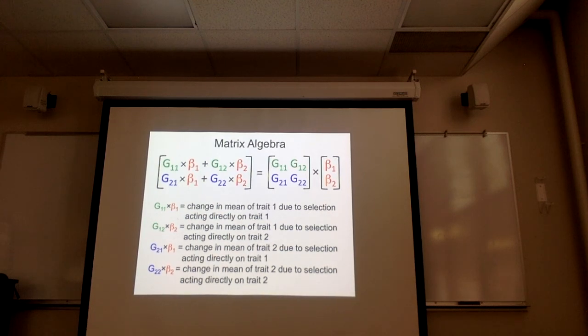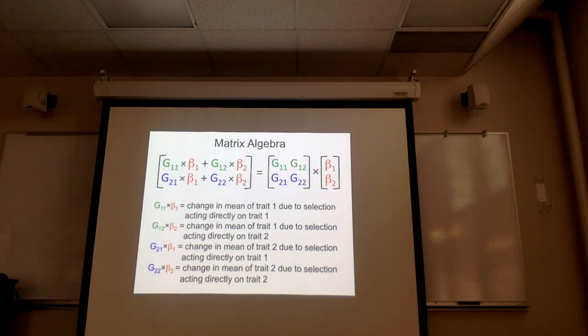Okay. If you want to keep yourself straight, you can always know that if you're dealing with trait 1, this one goes with this one. If you're dealing with trait 2, these two 2's go with this 2. Okay, does that help? Yes. So I'm trying to systematize things for you.